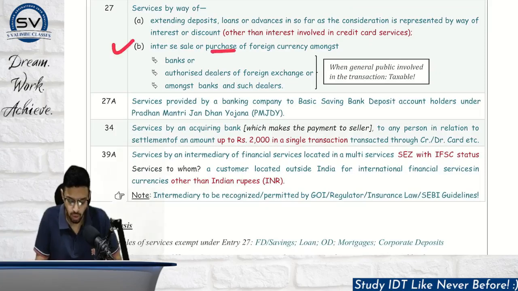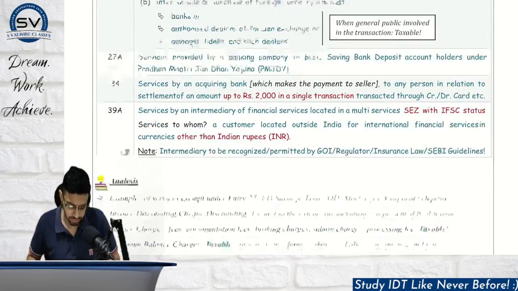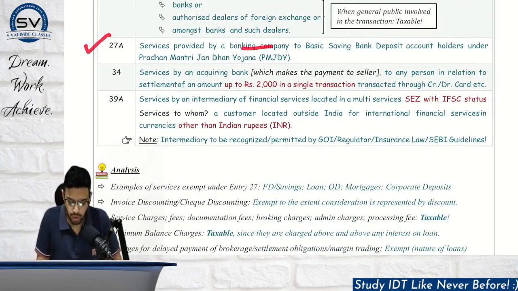Inter se purchase, sale of foreign currency among banks, authorized dealers, banks and dealers. So when will GST be applicable? When normal public is involved. If I want to go to US, I buy some USD from, let's say, Khanna Foreign Exchange, a dealer, then GST will be applicable. But between banks, between dealers and banks and dealers, no GST. Services by bank to the deposit holders under Pradhan Mantri Jan Dhan Yojana, exempt because this is under the government scheme.